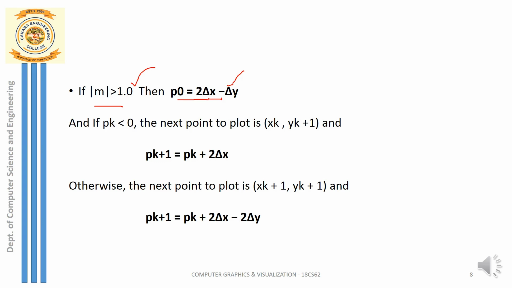That's all. Okay. And if the decision parameter is negative, that is if it's less than 0, in that case the next point that you're plotting is xk comma yk plus 1, and the formula changes to pk plus 1 equal to pk plus 2 delta x this time. Otherwise if the decision parameter value is greater than 0, then the next point that you're plotting is both increment in x and y value, and the formula changes to pk plus 2 delta x minus 2 delta y. So all you have to do is interchange x and y, and this is for the next case of the line whose slope is greater than 1.